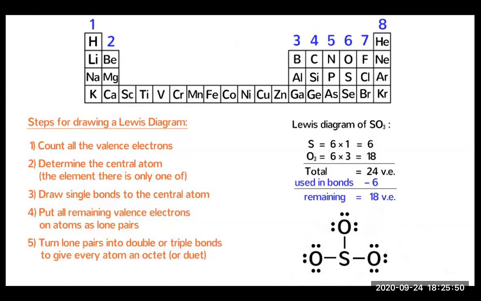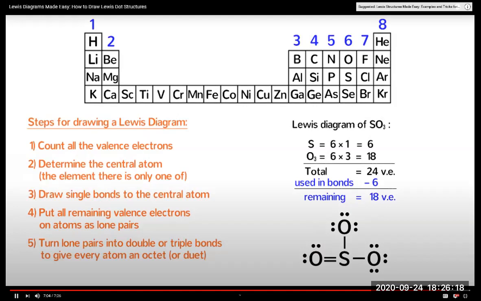Step 5. First pause the video and check to see if any atom does not have an octet or duet. That's right, the sulfur is unhappy because it only has 6 valence electrons. So what can we do to make it happy? We cannot just give it more electrons since we don't have any more. Instead, one of the oxygen atoms can take one of its lone pairs and share those 2 electrons with sulfur in another bond. The double bond between oxygen and sulfur now makes every atom happy with 8 valence electrons.